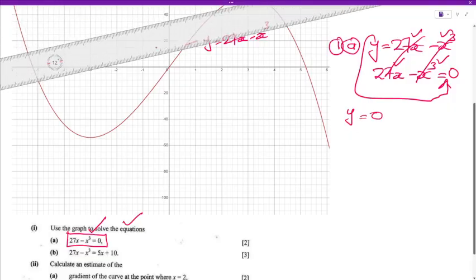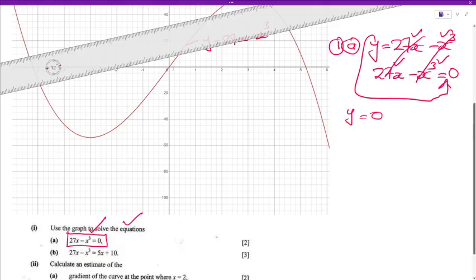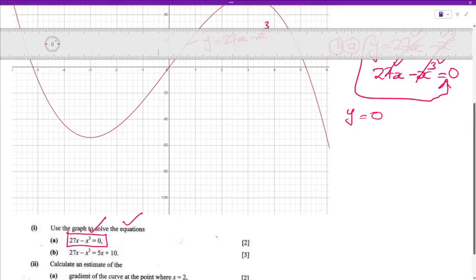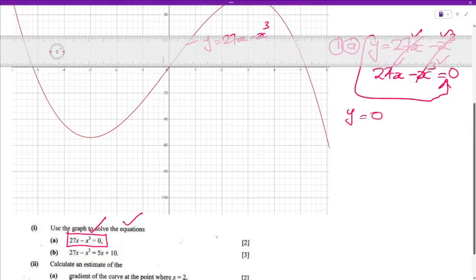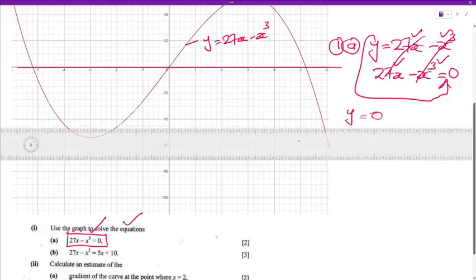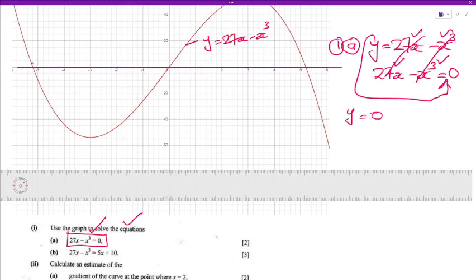Y is equal to 0 is right on the x-axis. Remember we need to draw this line, y is equal to 0. So we go ahead and draw that line. Then we check, make sure it is long enough. Again, I did mention this. We check where it's cutting through the graph. It's cutting through the graph at 3 points. You simply have to indicate what your x coordinates are at those 3 points.